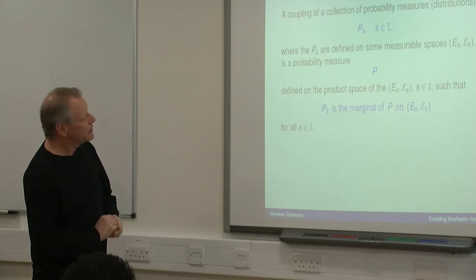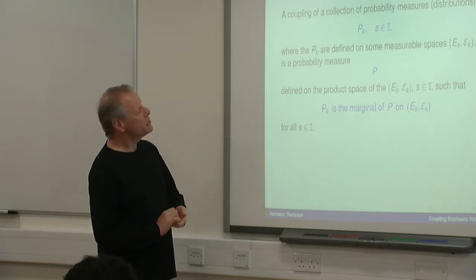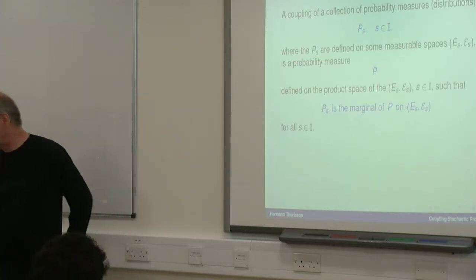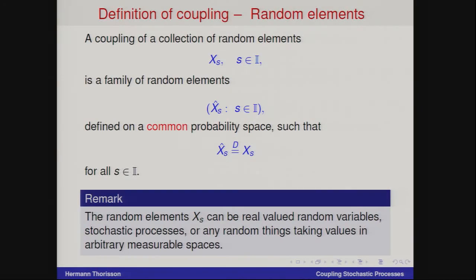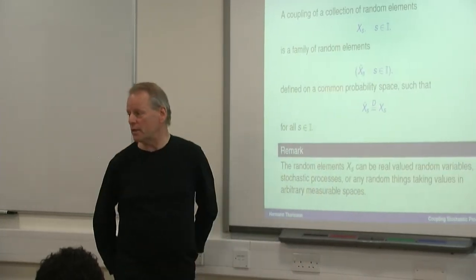Any dependence. This is the distributional definition of coupling that I sometimes use, but I like the other one, which is on the next slide, better, the random element definition. And I will be using that in this talk. A coupling of a collection of random elements is a family of random elements defined on a common probability space such that this one here has the same distribution as the corresponding one up there.